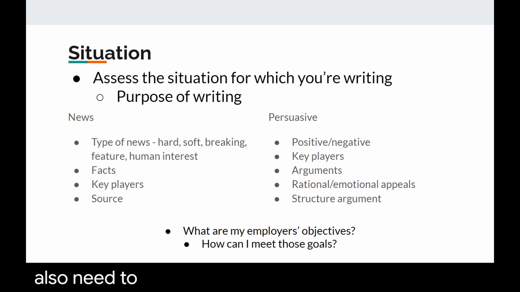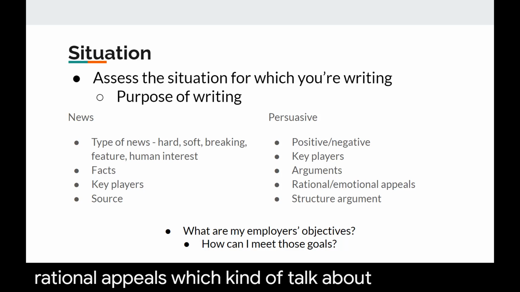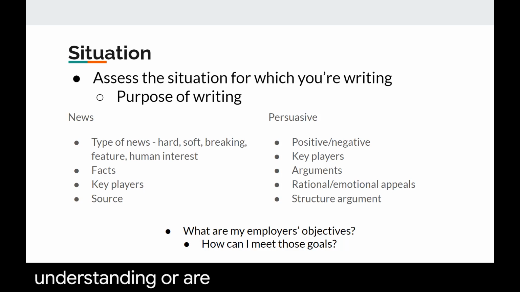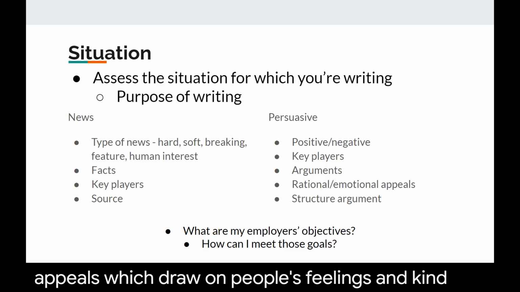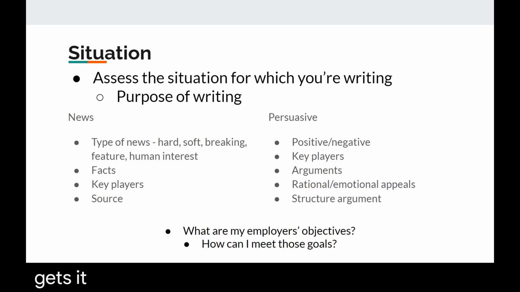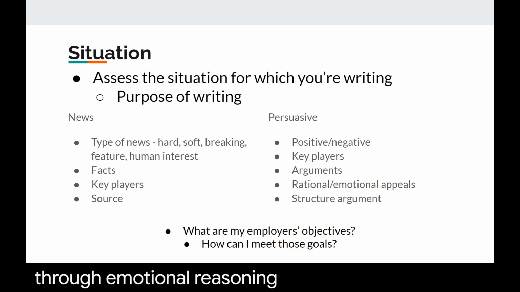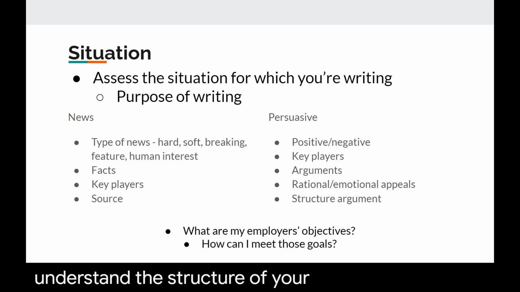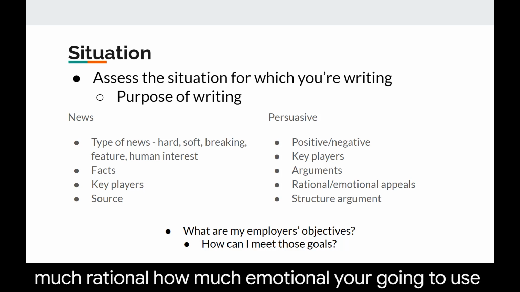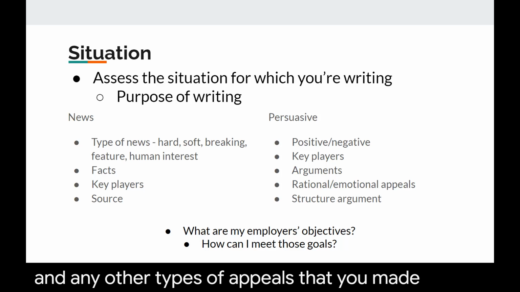You also need to think about whether you want to use rational appeals, which talk about facts, logic, understanding, or are you trying to use emotional appeals, which draw on people's feelings and encourage them to change their mind through emotional reasoning. You also need to understand the structure of your argument, how much rational, how much emotional you're going to use, and any other types of appeals that you may use.